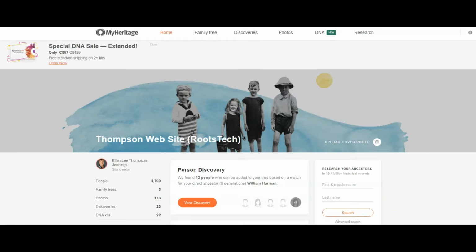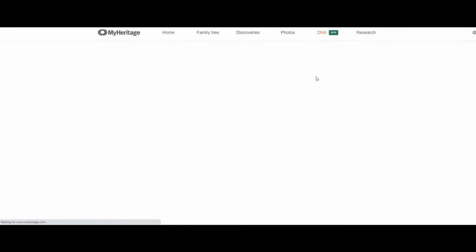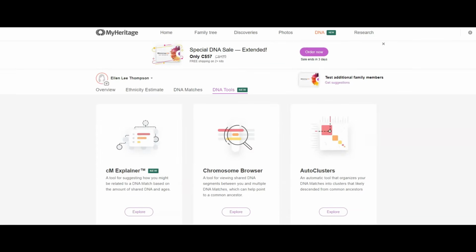So where do you find the CM Explainer? Well, if you're logged into your MyHeritage account, you can go up to the top, you'll see DNA, and you'll see that it's identifying that there's something new. And then if you go to DNA Tools, you click that, and it will take you to all the tools that you can use with your DNA. So here we see that we have three tools that we can use with our DNA. We can use the CM Explainer, and then we can also use the chromosome browser and the auto clusters. So let's go explore the CM Explainer.